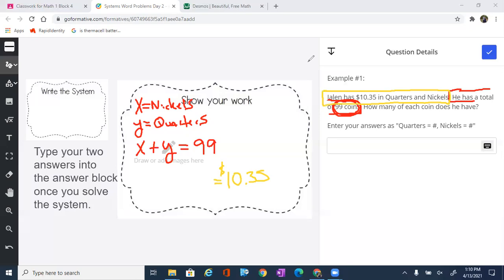Well, how do we find out how much money he has? Well, he has Y quarters. If he has Y quarters, 1 quarter is 25 cents, 2 quarters is 50 cents, 3 quarters is 75 cents. So in other words, we take the number of quarters that he has and we multiply it by how much it is worth, which is 0.25.